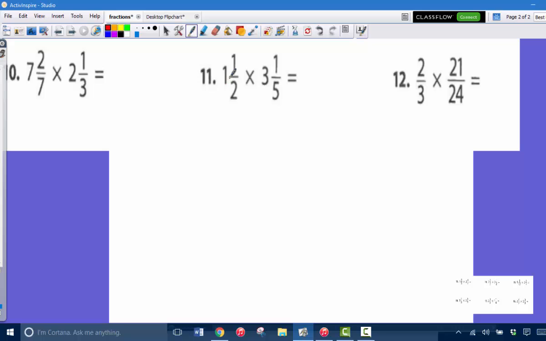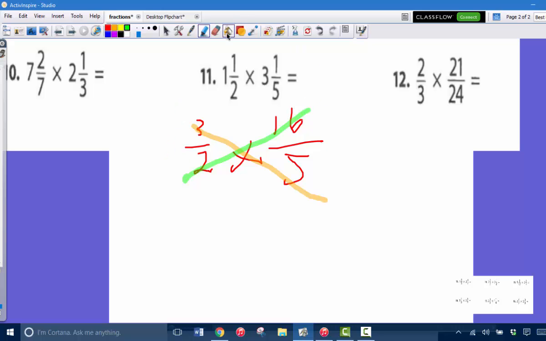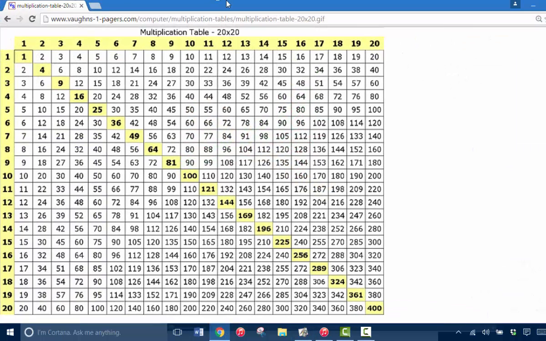Okay. Change it to improper. 1 times 2 is 2, plus 1 is 3. 3 over 2. Okay? 3 times 5 is 15, plus 1. That would be 16. And then 5. And we realize that this is not going to reduce. But these will. So we have 2 and a 16 using the chart.